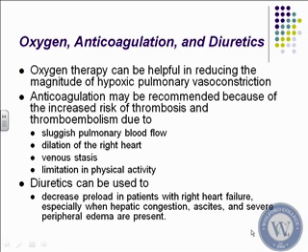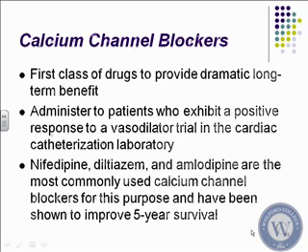Oxygen therapy can be helpful in reducing the magnitude of hypoxic pulmonary vasoconstriction, so it gives the person a little more time. It gives them a little more comfort, too. Anticoagulation is really recommended because of the sluggish pulmonary blood flow and the dilation of the right ventricle. Diuretics can also be used if the person is having too much of an increase in preload in the right ventricle, especially with hepatic congestion, ascites, and severe peripheral edema. The only downside is you may go into what's called hepatorenal failure if you give too much diuretic.